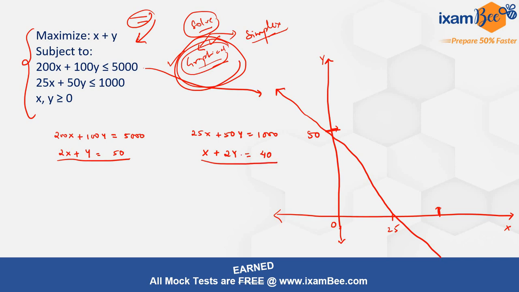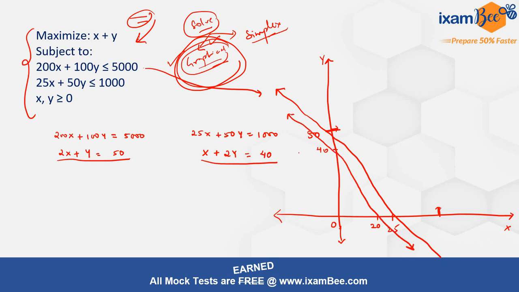So when x is 0, y is 20. So 20 would be somewhere here. And when y is 0, x is 40. So 40 would be somewhere here. So this is my other line.